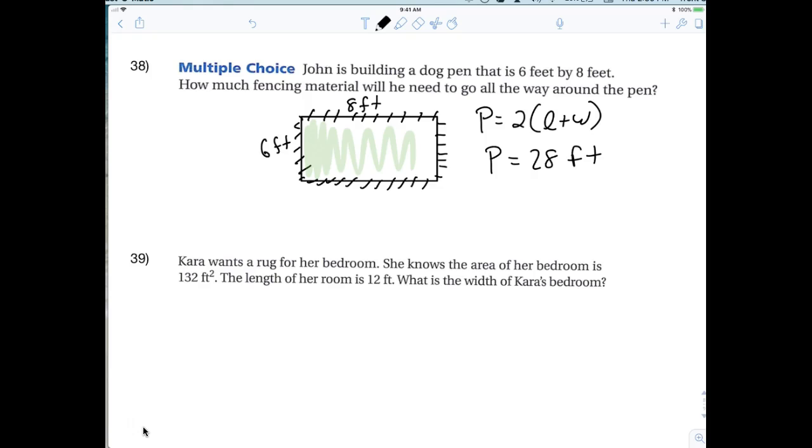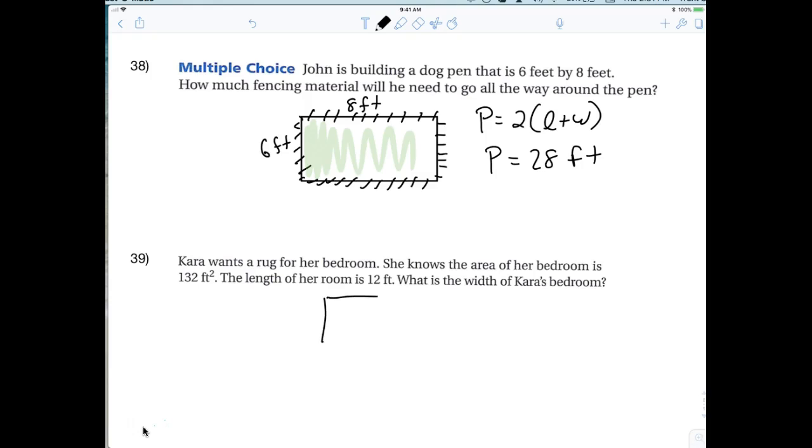All right, now 39. She wants a rug for her bedroom. She knows the area of her bedroom is 132 square feet, and the length of her room is 12 feet. What's the width? What do you think? The whole room's 132. Very good, girl.